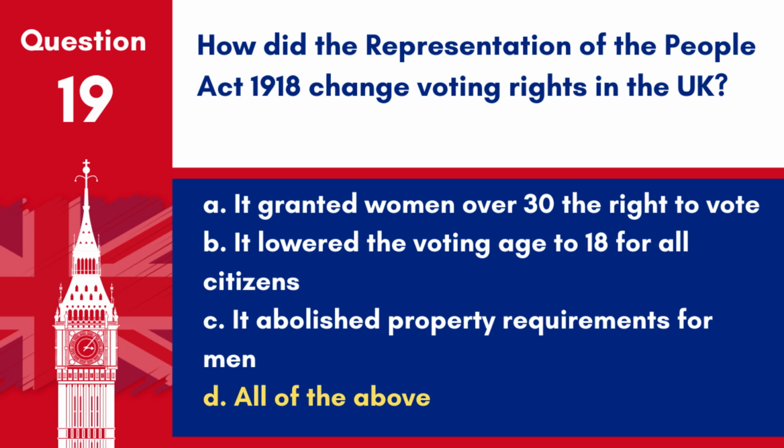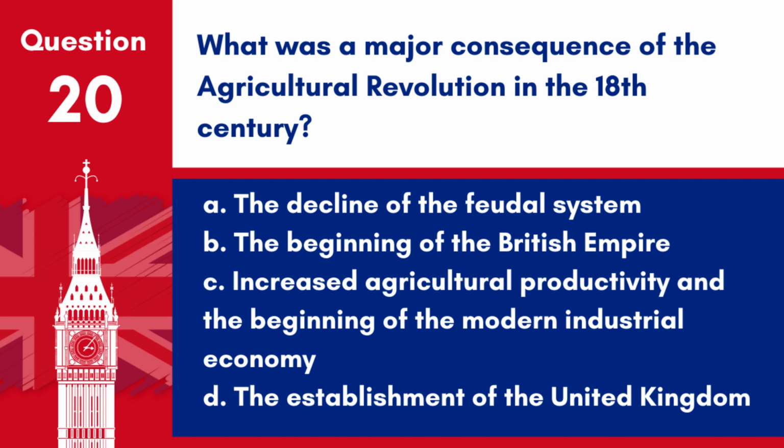Answer D. All of the above. The Representation of the People Act 1918 made significant changes to voting rights, including granting women over 30 the right to vote and abolishing property requirements for men. Question 20. What was a major consequence of the agricultural revolution in the 18th century?